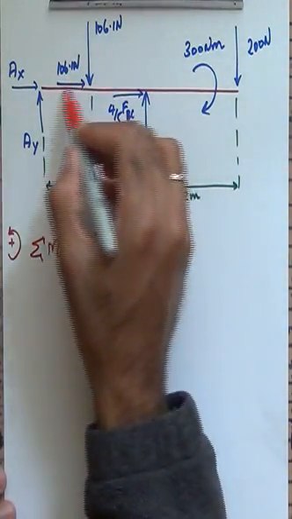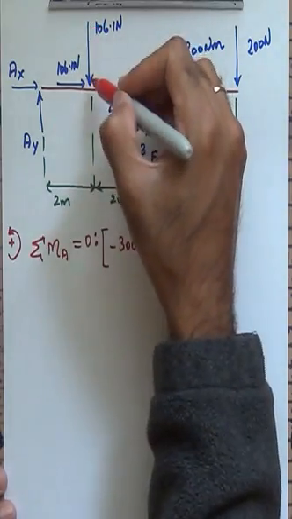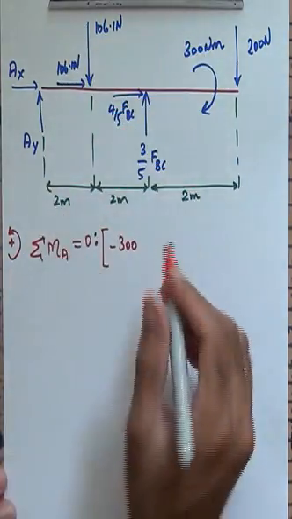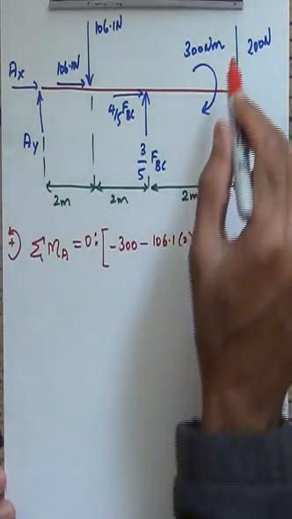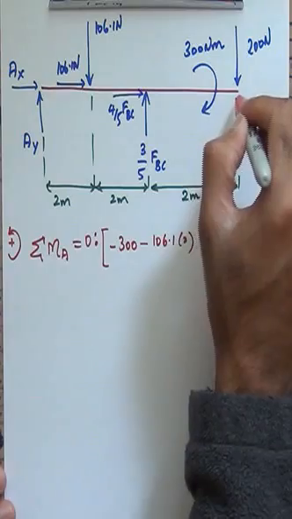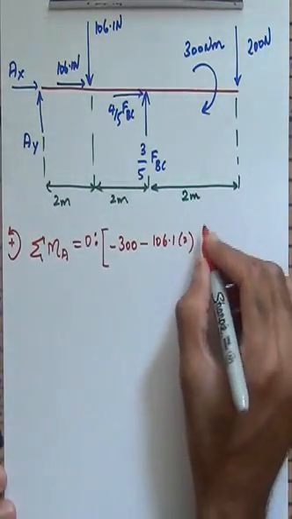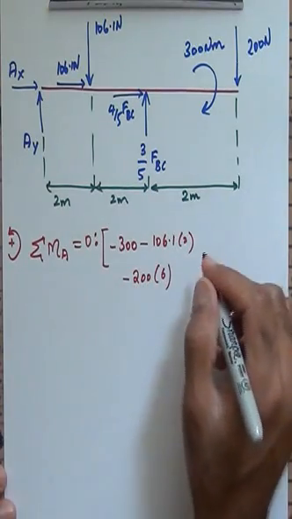Then the 106.1 horizontal is not going to cause a moment about the point A. The 106.1 vertical is going to cause a clockwise rotation about the point A by a distance of 2 meters, so this is 106.1 times 2. Then I'm going to have the 200 Newton force, all the way to the point A at a distance of 6 meters, once more clockwise rotation. So this is going to be minus 200 times 6.